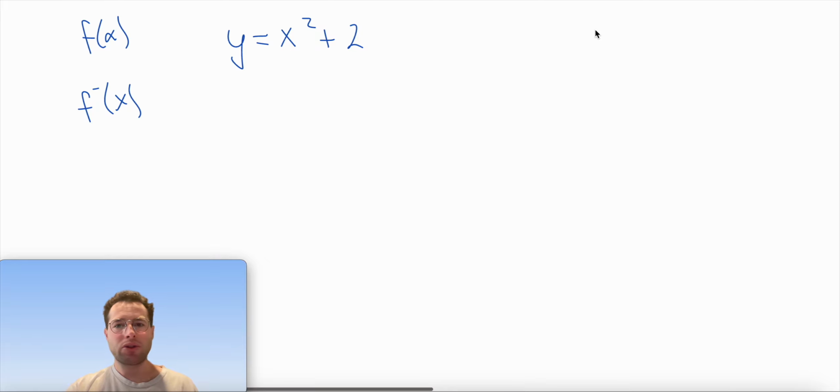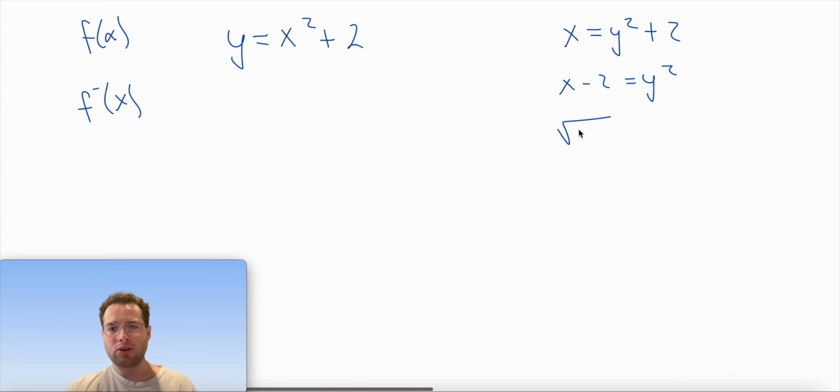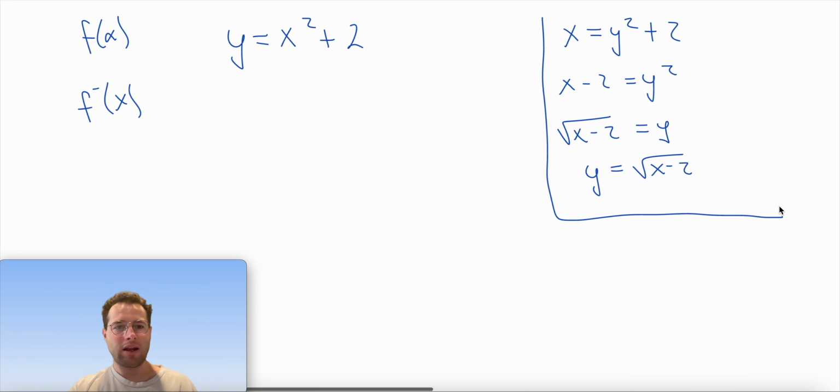In order to do that, we swap the x and y and solve for y again. So we're going to have x equals y squared plus 2, and x minus 2 equals y squared. Taking the square root of both sides, we get that the square root of x minus 2 equals y. I'm going to write that as y equals the square root of x minus 2, and leave that off on the side. So we know that our inverse function, f inverse of x, equals the square root of x minus 2.